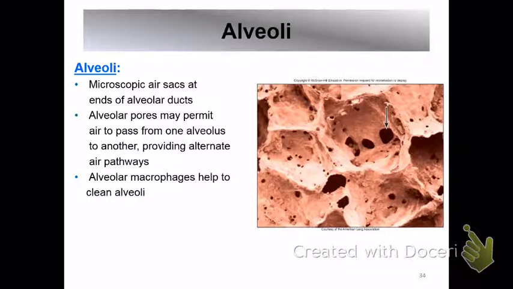And then there's macrophages in there. Oh, there we go. Alveolar macrophages. That's going to be those immune system cells that phagocytize bacteria. So if the cilia didn't catch it, hopefully the macrophage will and you'll never get sick. So macrophages in the alveoli get rid of any foreign bodies that were not caught by the cilia.